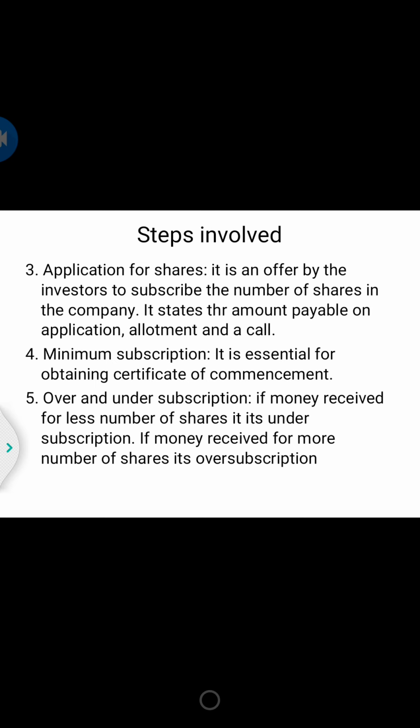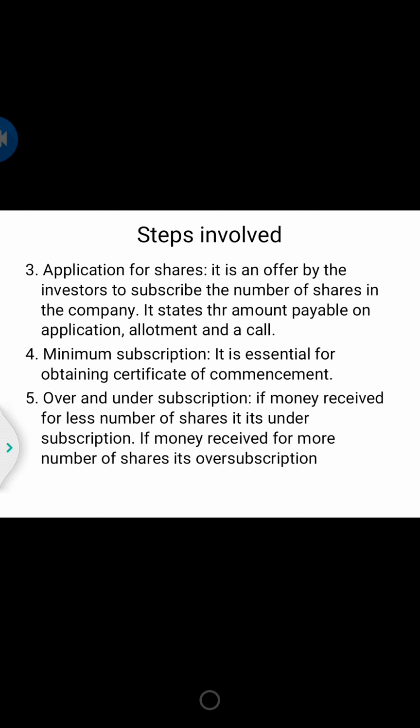The next is minimum subscription. Minimum subscription is nothing but, at the time of getting your company registered, you are going to fulfill some requirements. After that you are going to get an incorporation certificate, which means a birth certificate of the company. After that, if it is a public company limited by shares, then you should get the certificate for commencement of business to start your business. If it is a private company, it's okay, you can directly start your business after getting the incorporation certificate.